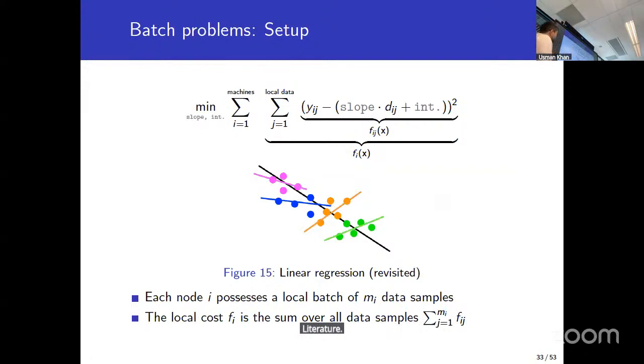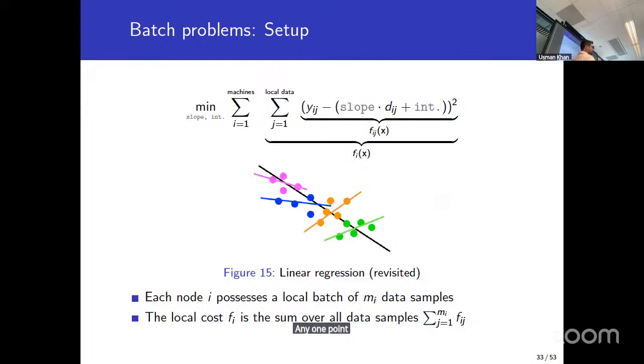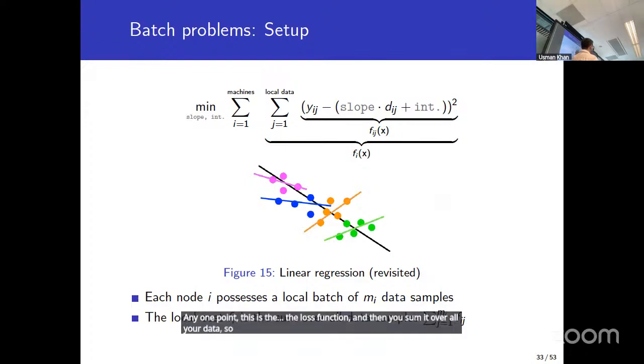Okay, so remember this was my problem setup, right? So each node had its own data set. So given any one point, this is the loss function. And then you sum it over all your data, so all magentas, and then sum over all machines.